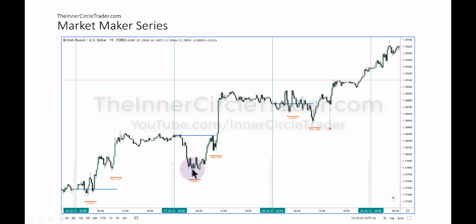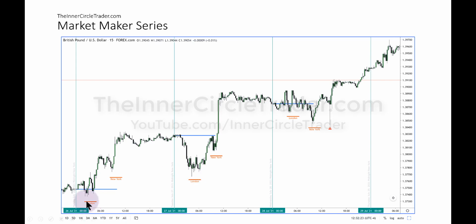But look what they do. They drop it down into London, creating the low of the day, taking out this short-term low again from the previous day. And if you look at the low to high, you're getting an optimal trade entry there. The key is that OTE, or optimal trade entry, is associated with time of day, a kill zone.